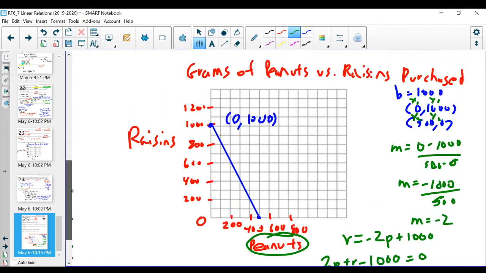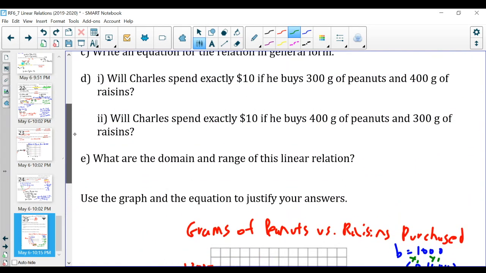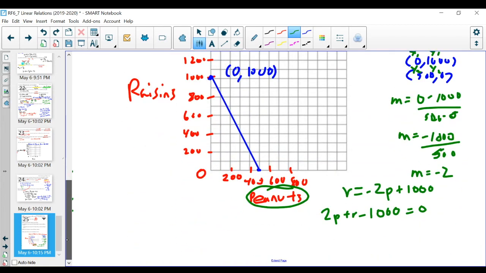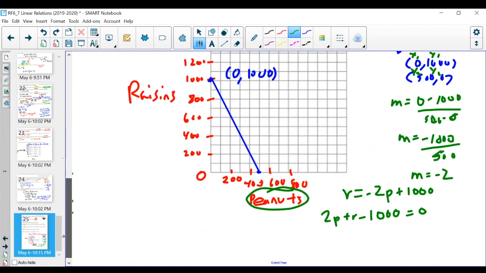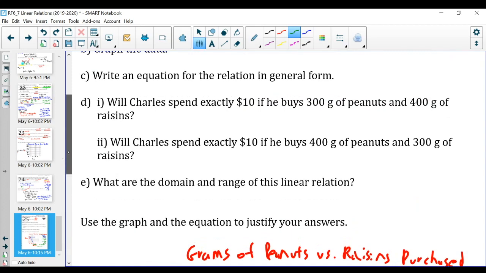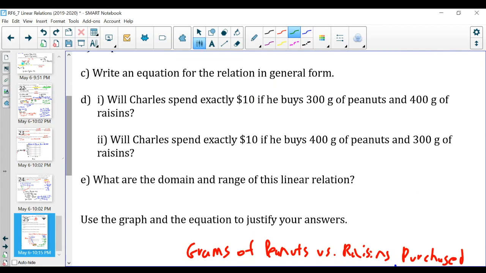Now, the last couple things that we need to answer are, will Charles spend exactly $10 if he buys 300 grams of peanuts and 400 grams of raisins? Well, there's a couple different things that we could do. We can substitute in those different values. Some people might say, hey, we can actually just calculate it by hand, but we're going to use that formula that we figured out. So 2p plus r minus 1000 is equal to 0. So let's see if that works out here.